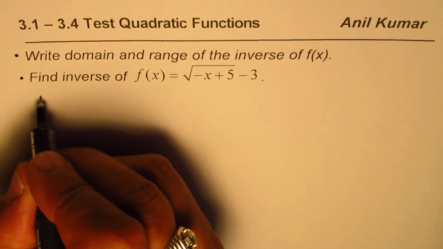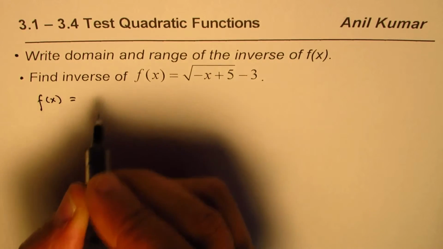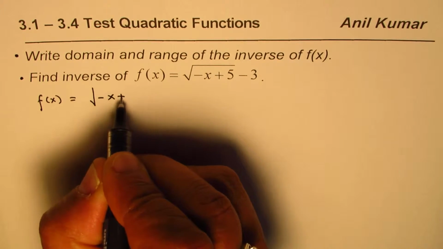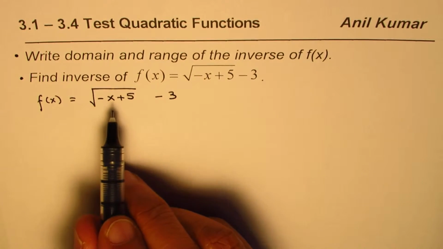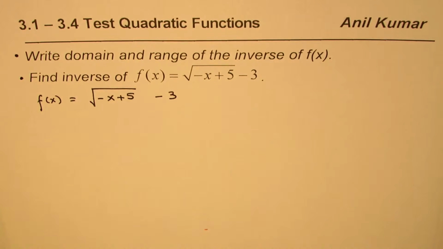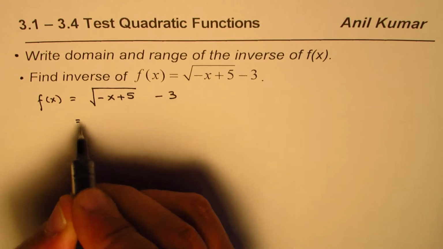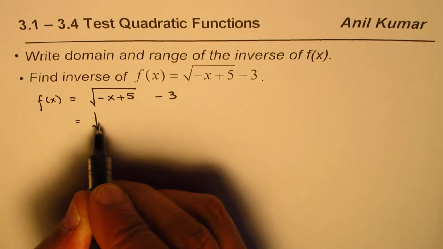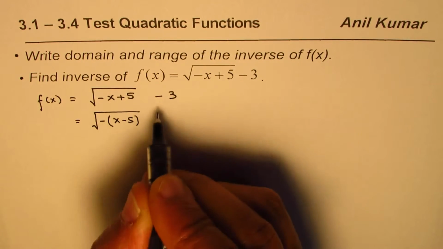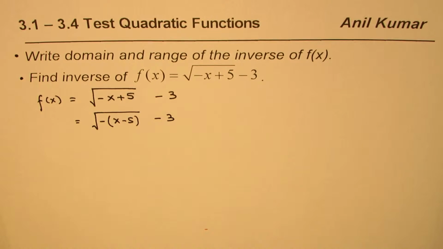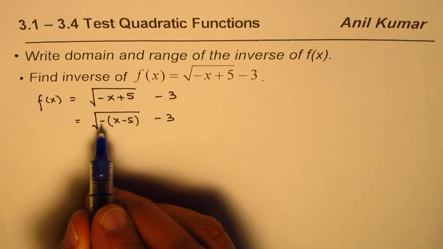We are given the function f of x equals square root of minus x plus 5, minus 3, correct? Let's find domain and range for this function. If you try to sketch this function, then you should actually factor out this minus and write it as x minus 5 within the square root, minus 3. That should give you approximate domain and range. Now that means reflection on the y-axis, right?